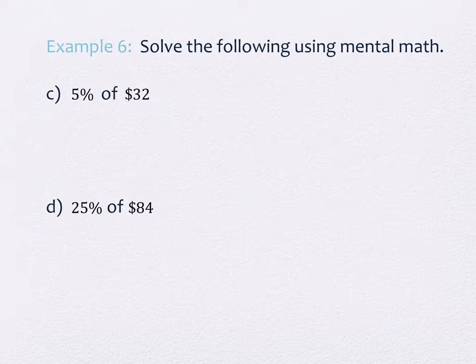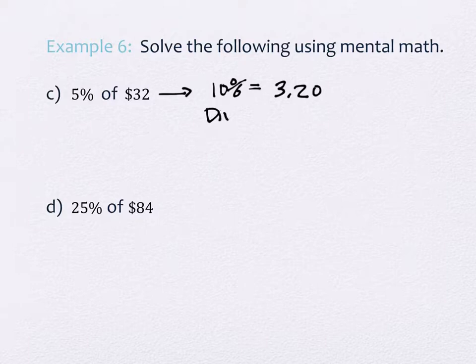What about 5%? What might you do? Yeah, 10% divided by 2. So 10% is what? 320. And then divide by 2. So what's 320 divided by 2? Yeah, it's 1.6. So $1.60.